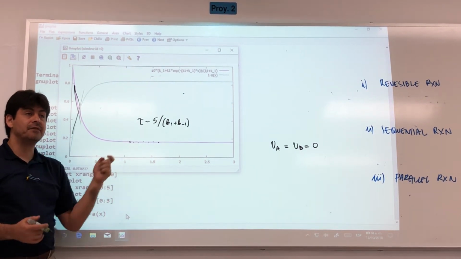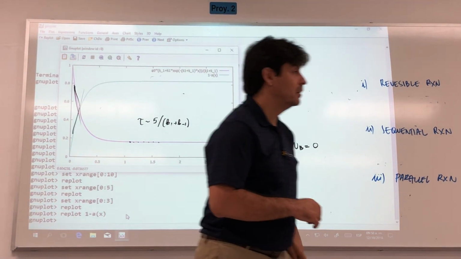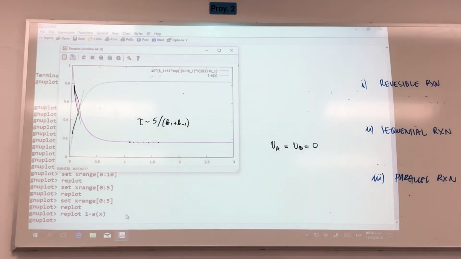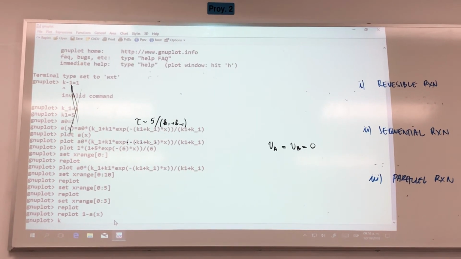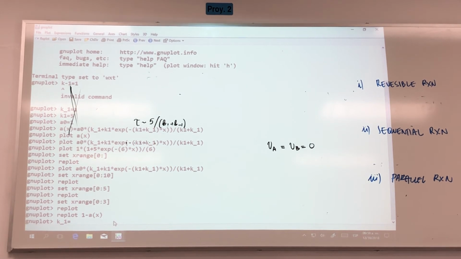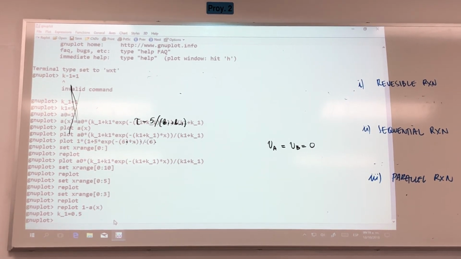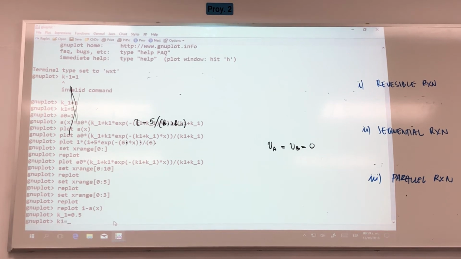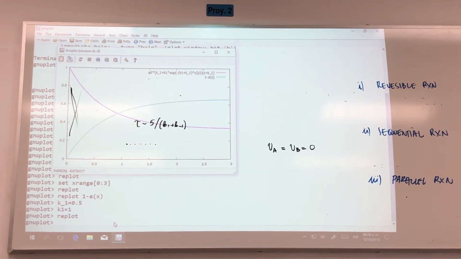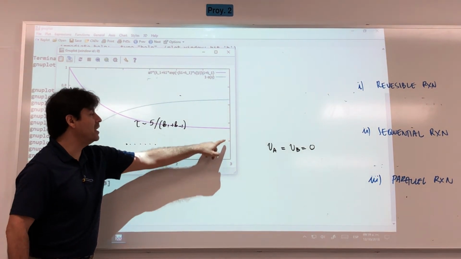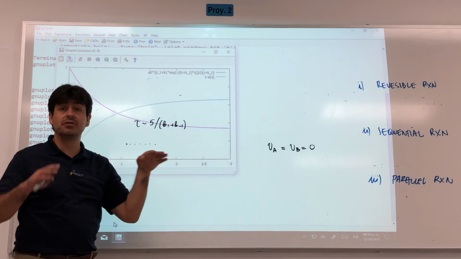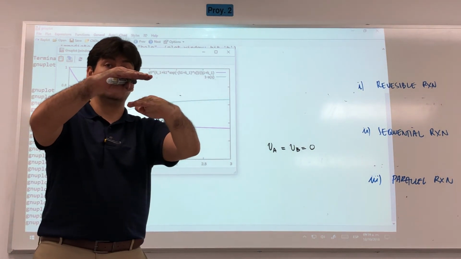Okay? If the cases are different, let's say 10 times or 2 times smaller, very quickly I will change K minus 1, let's make it 0.5 and K1 1. Now you can see this reaction is taking longer to reach equilibrium. And maybe for the 3 seconds that I'm plotting here, almost at the end of the 3 seconds is where I'm reaching the equilibrium.